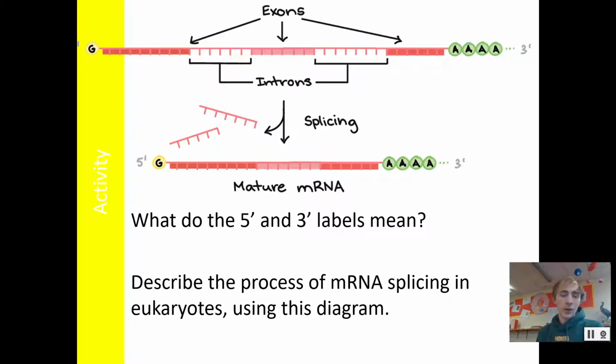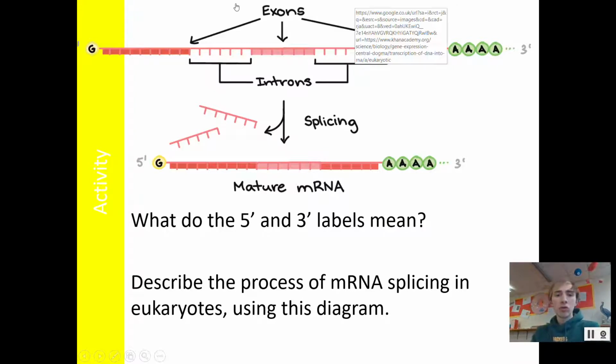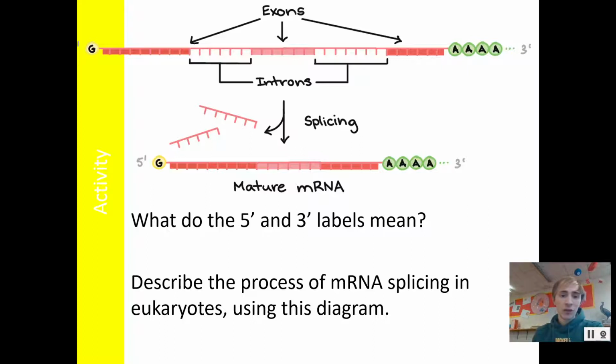So, the 5' and 3' labels refer to the ends of the DNA. Now, the 5' of the mRNA will actually have been on the 3' of the DNA. It's basically a way of orientating yourself. We know that most processes always run from 5' to 3', including transcription. So it just refers to which end of the mRNA we're looking at. The 5' will have a phosphate on it, and the 3' will not.